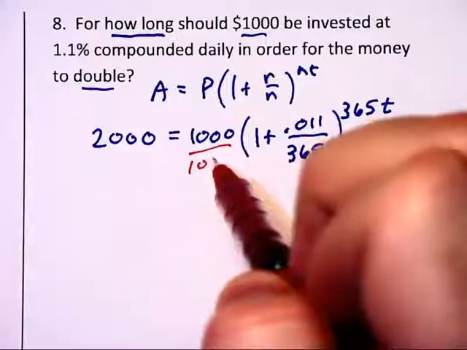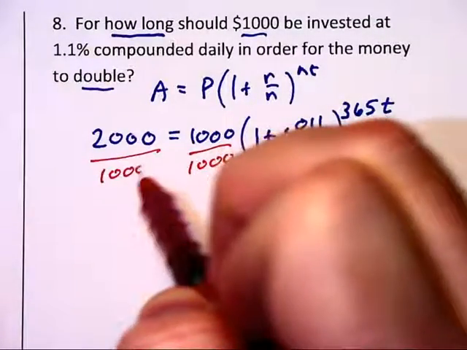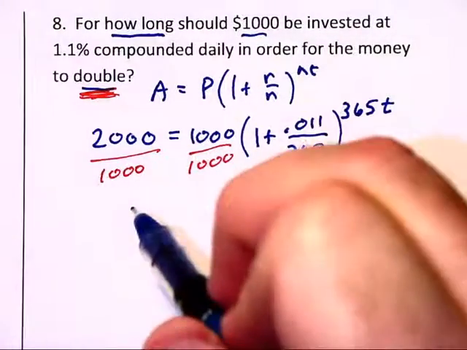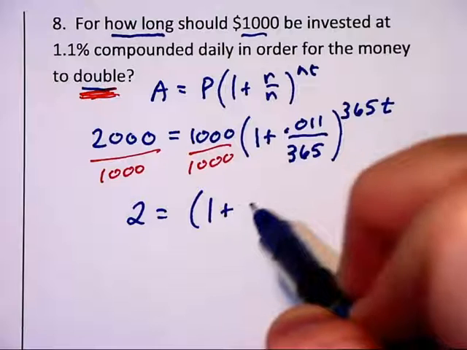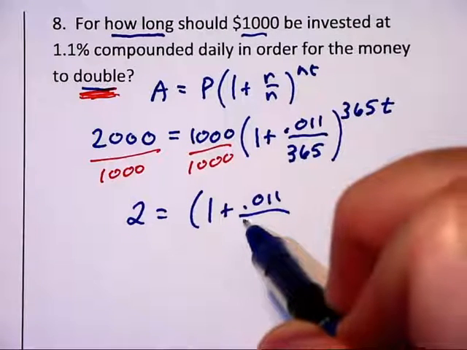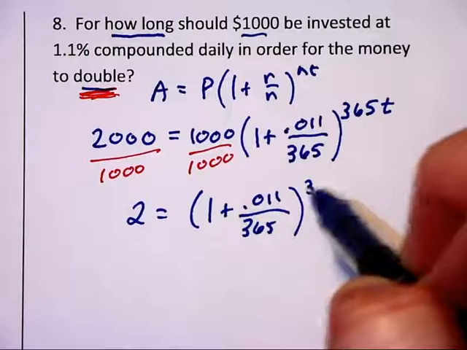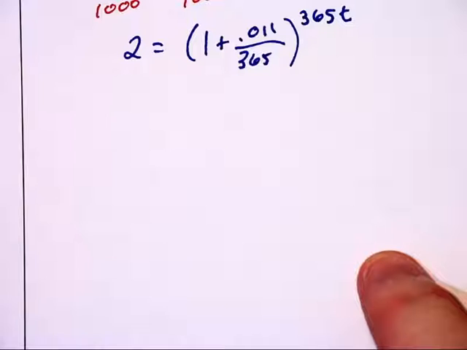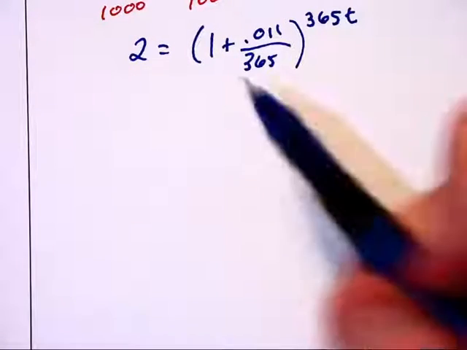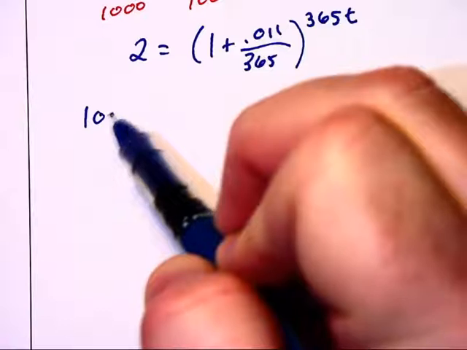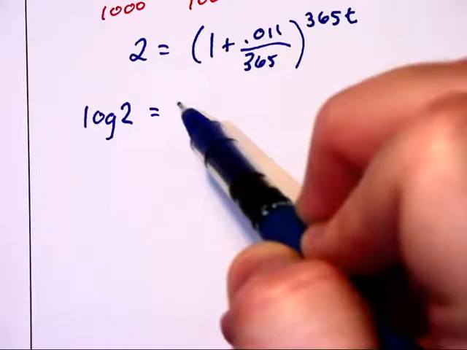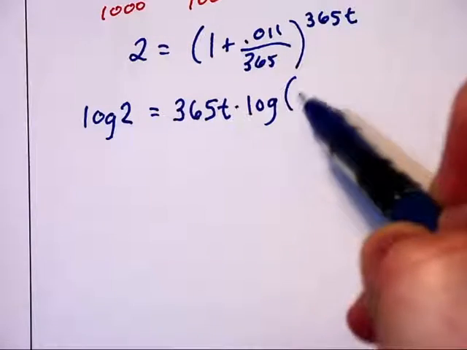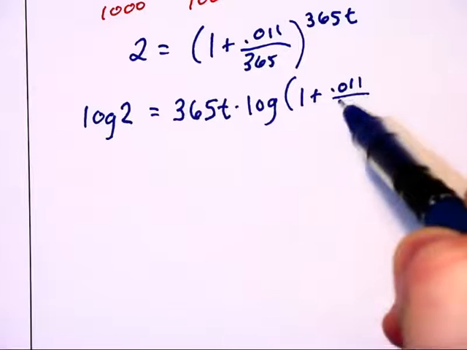Now, after we divide by 1,000, notice we're going to have 2 on the left-hand side, which corresponds with the word double. 2 will equal this expression we have on the right, 1 plus 0.011 all over 365 raised to the 365t power. And just like before, we're trying to solve for the variable t that's up in the exponent. We're going to need to log each side. So the left side will be the log of 2, and the right side will be 365t coming down times the log of what we have inside that parentheses there.